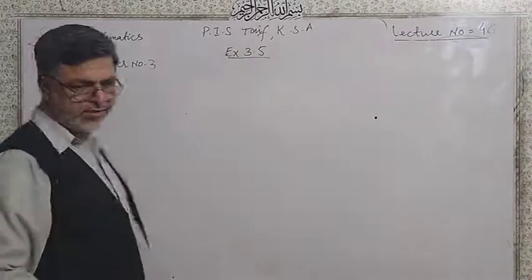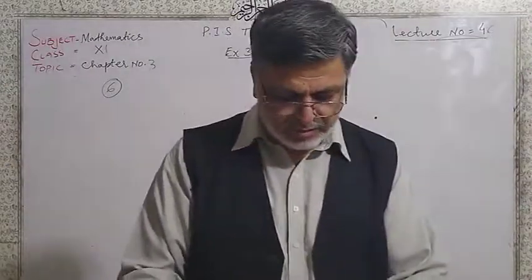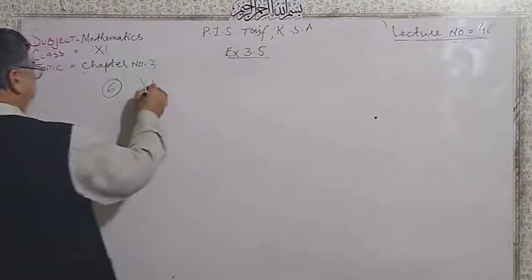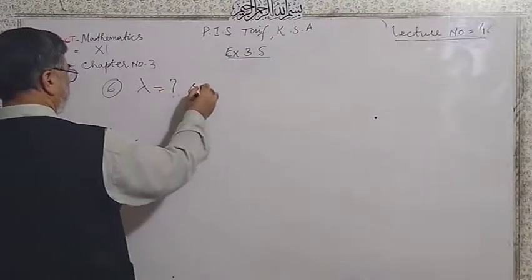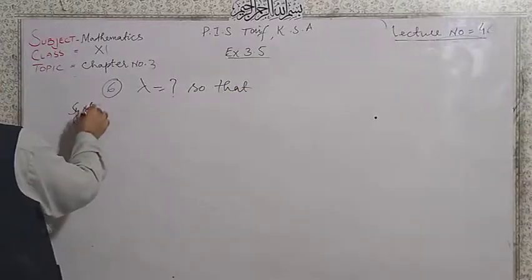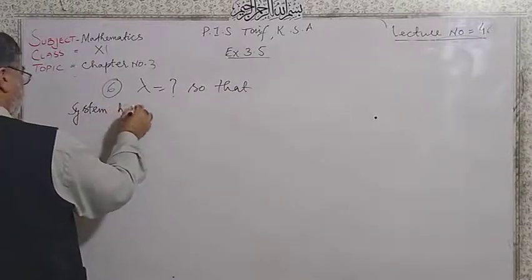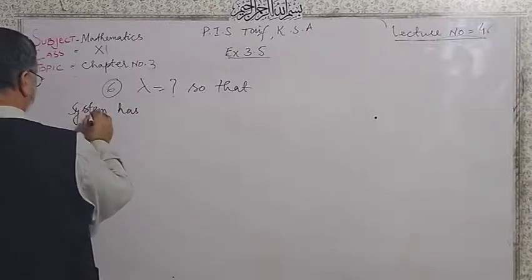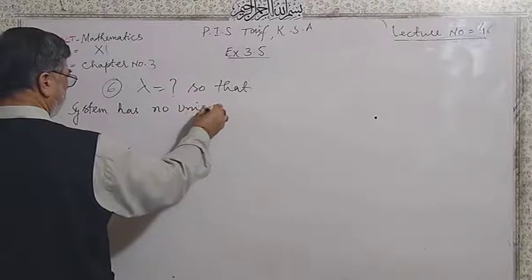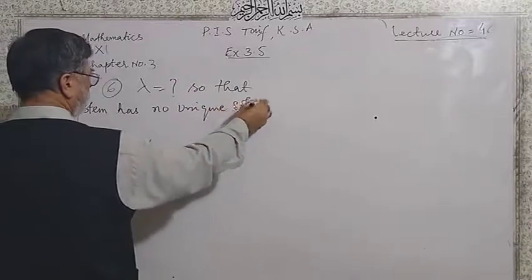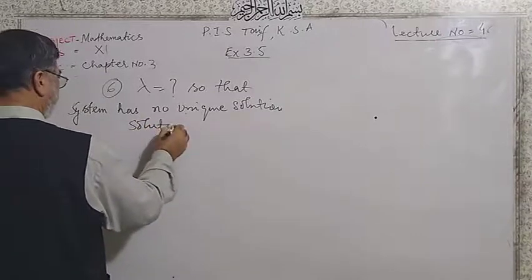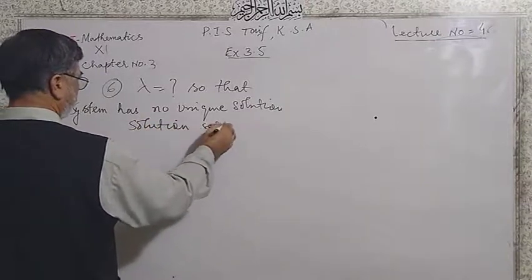Question number 6. Find the value of lambda. We have to find the value of lambda so that the system has no unique solution, and also we have to find the solution set.